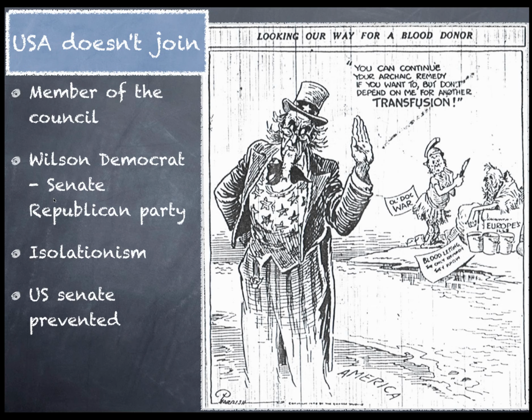Let's look at this cartoon for a moment. Look at the title of the cartoon, Looking Our Way for a Blood Donor. So they're using this metaphor. Down here you've got this old man, and this old man is supposed to represent the old powers of Europe. What does it say here? Bloodletting, the only remedy they know. This is a metaphor for the wars that have frequently ravaged across the European continent.